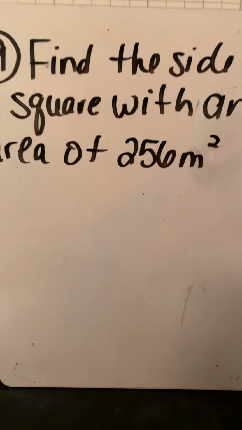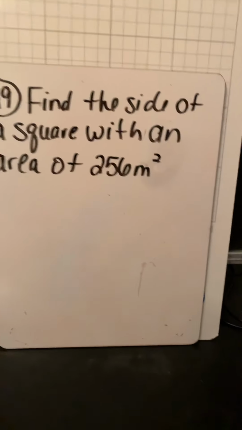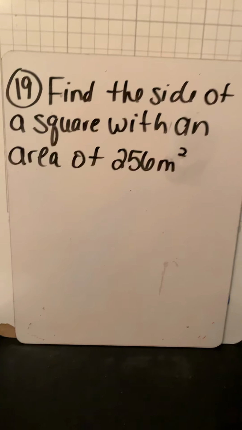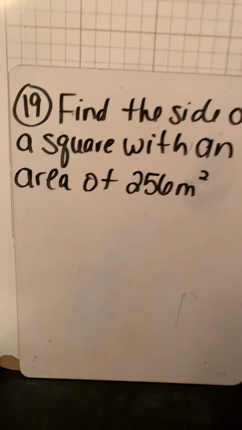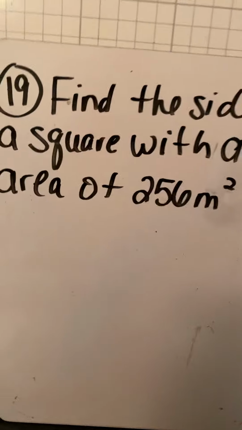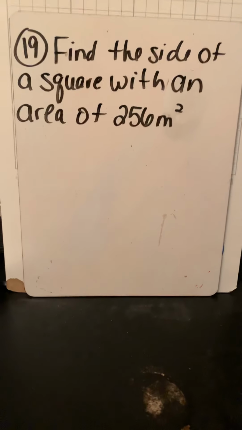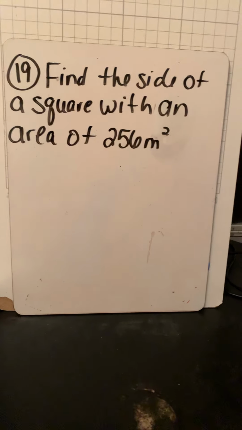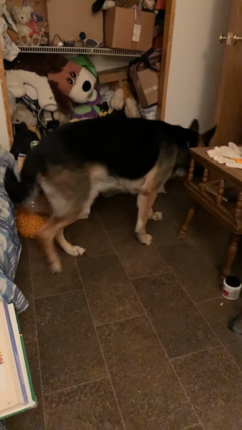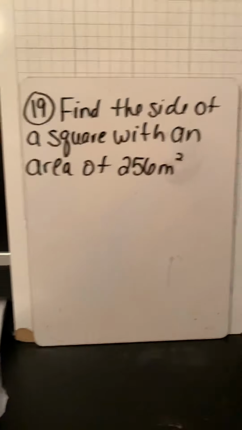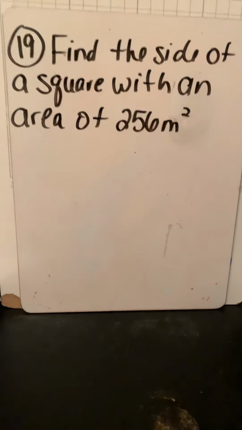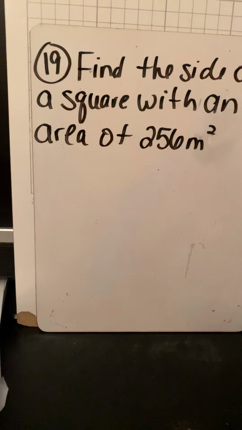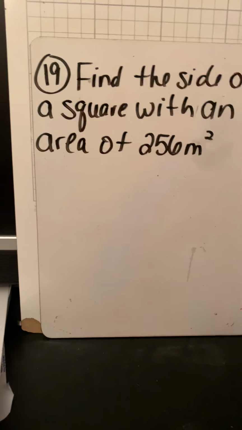So when we get to 19, it's going to ask you to write the equation and then solve. So, find the side of a square with an area of 250 meters squared. If you heard that noise, the dog thought he had to be my assistant today. So, I want to write the equation.